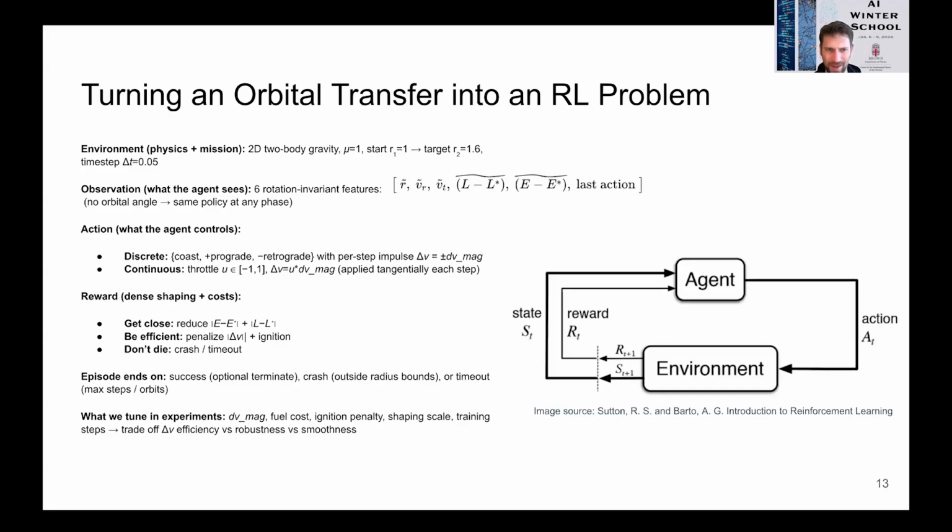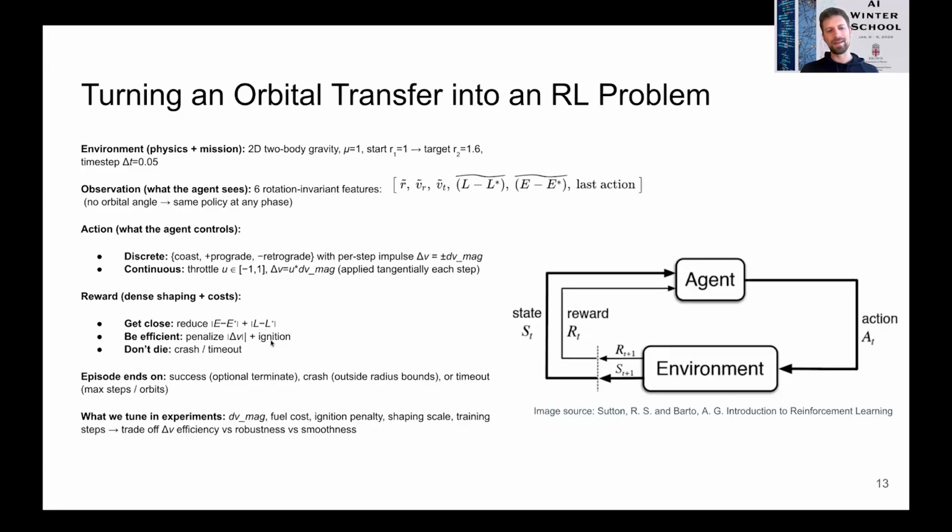We can also add some other things. For example, we should probably have a penalty on delta V, because if you just have a reward about getting close, it might not be very efficient. You might do a lot of burns, use a lot of fuel, get to the perfect final state where you've minimized the error in energy and error in angular momentum, but it might not be efficient. So we want to have a penalty term for delta V, so we want to minimize that.